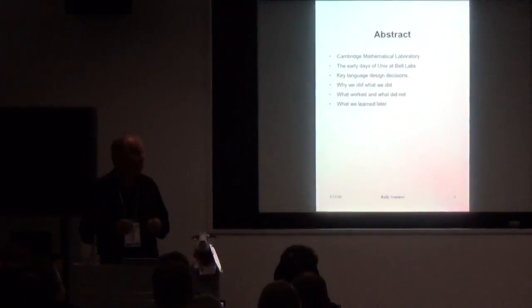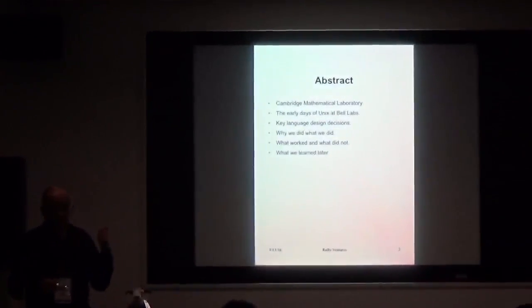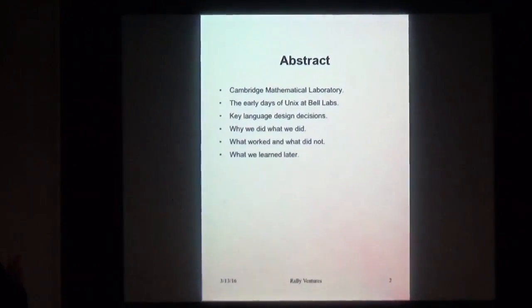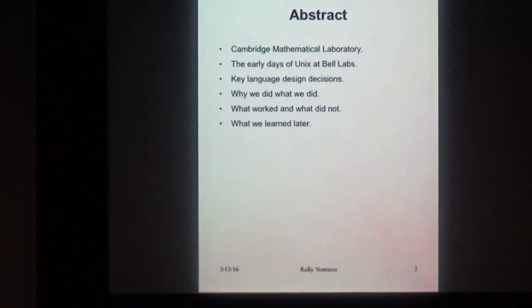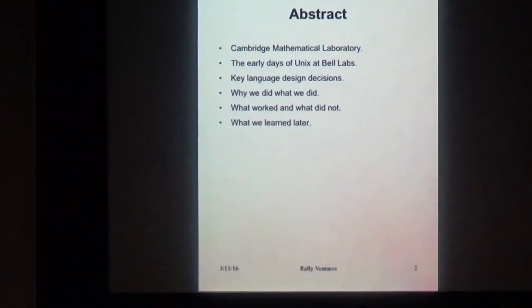So let me just run through the outline of the talk so you get an idea what I'm going to talk about. I'm going to talk a little bit about my ten years at the math lab in Cambridge before I went to Bell Labs. We're going to talk a little bit about the language design decisions, the conflicts in the language design, why it got complicated and how we fixed all that. Well, we fixed as much as we could. And then there are some stories about why we did things the way we did. And at the end, we'll talk about some lessons we learned.